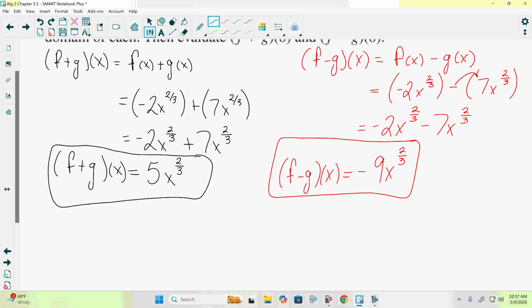So we get these two answers here. Questions on how we got the plus, the addition, or the subtraction answers, or some are different? Yes.